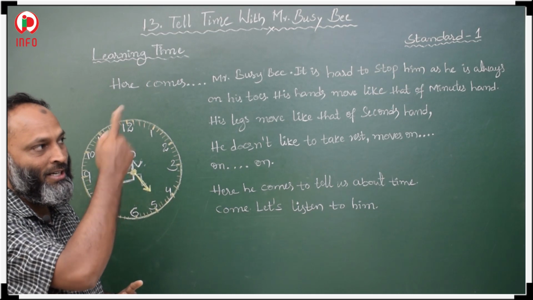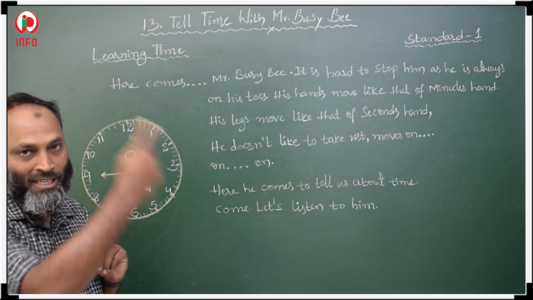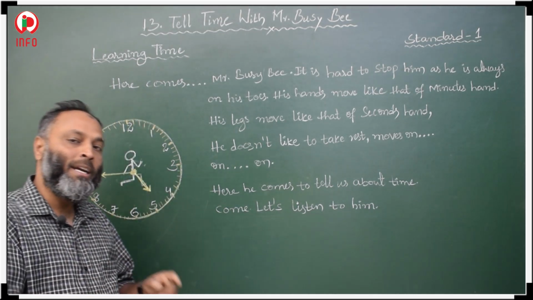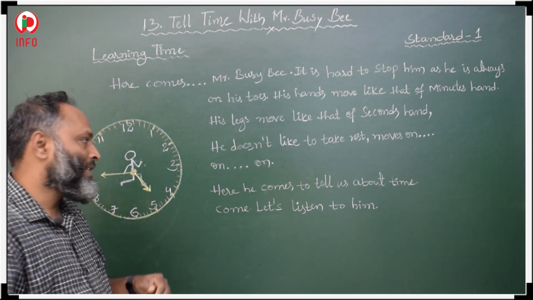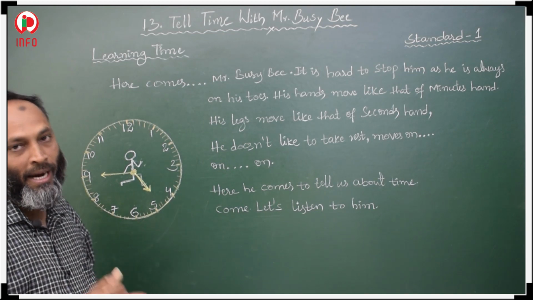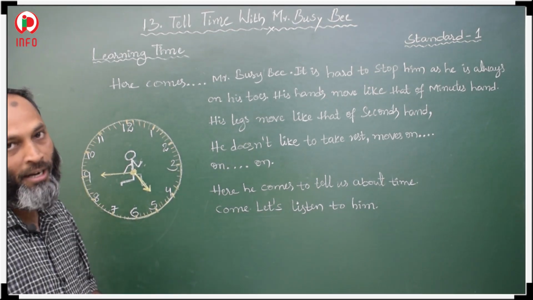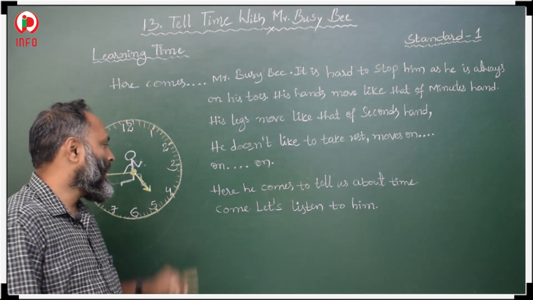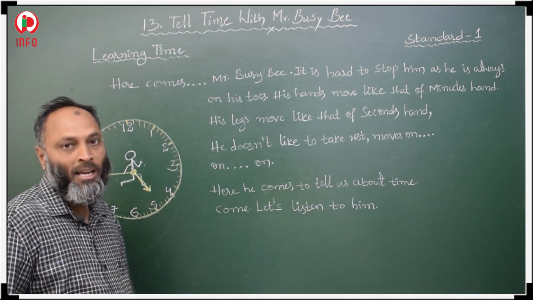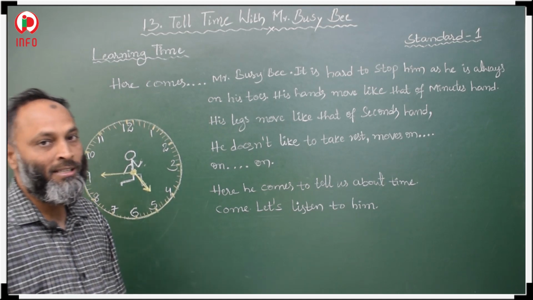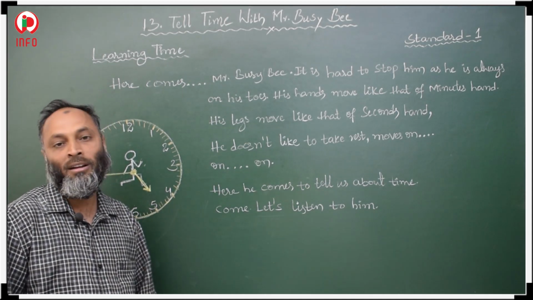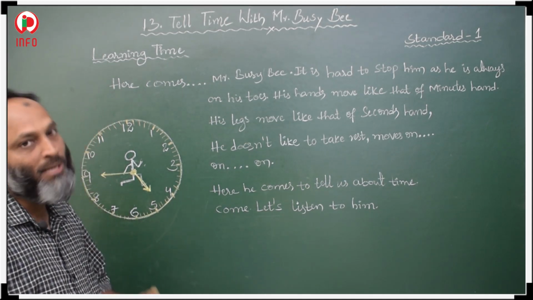It rotates and rotates continuously, and the second hand is also rotating continuously. That is why Mr. B's hands move like a minute hand, and his legs move like a second hand. Minute hands and second hands never stop, they are continuously moving.